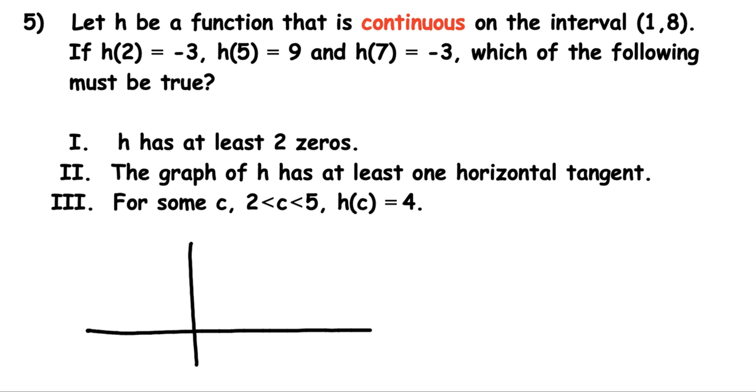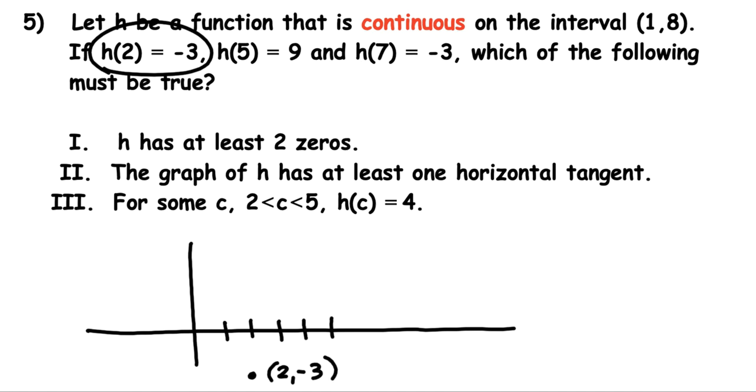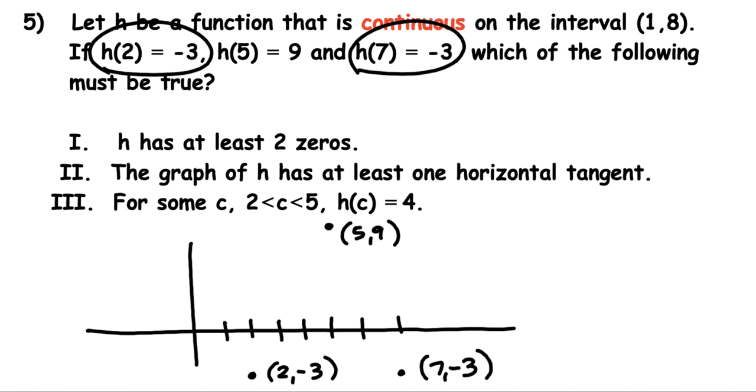Here's an x and a y axis. H is going to go through the points (2, -3). All right, so we'll just fake it. Here's (2, -3). (5, 9). It's going to be way up here. (5, 9). Obviously not perfectly to scale. And then finally (7, -3). So we're back down to level with the bottom here. See why I'm not an art teacher.